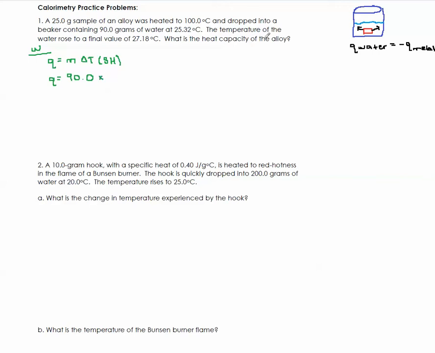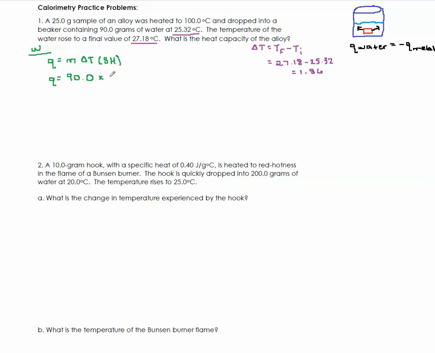I need to multiply that by my change in temperature. So let's figure out change in temperature over here. Remember, change in temperature is T final, your final temperature, minus T initial. Remember here it tells me that the water rose to this, so this is my final temperature. This is the temperature that it started at. So I've got 27.18 minus 25.32, and what you will end up getting for your delta T is 1.86. Now I've stayed true to my number of decimal places, so we're all good there.